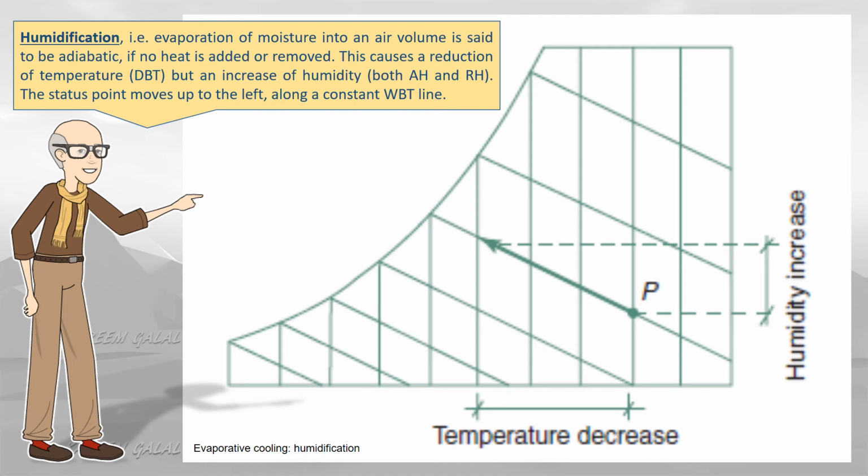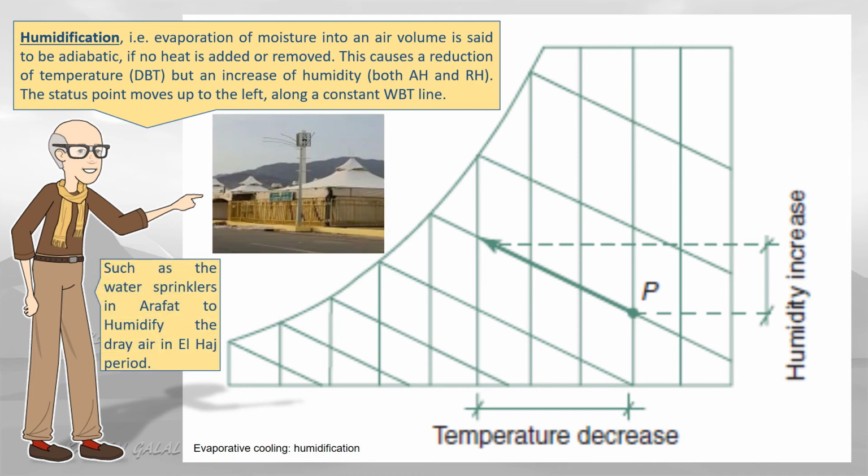Humidification, for example evaporation of moisture into an air volume, is said to be adiabatic if no heat is added or removed. This causes a reduction of temperature, DBT, but an increase of humidity, both A and RH. The status point moves up to the left, along a constant WBT line. Such as the water sprinklers in Arafat to humidify the dry air in the Hajj period.